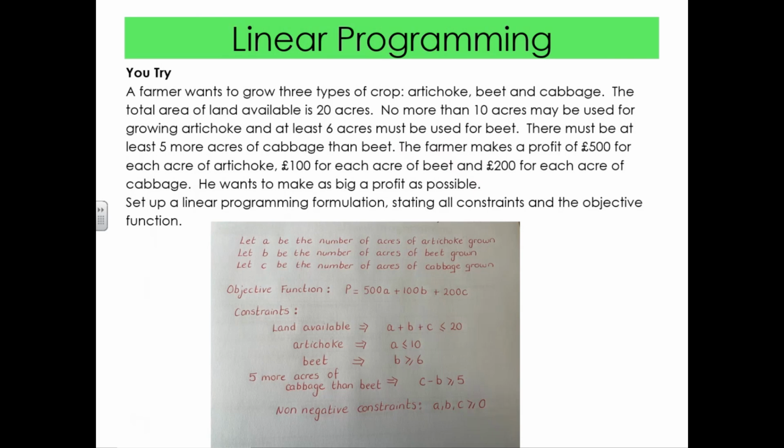Would you have to describe these constraints? Like, would you lose marks if you didn't put land available? No, you don't need that, as long as you've got the constraint.